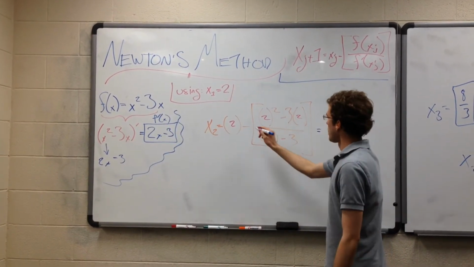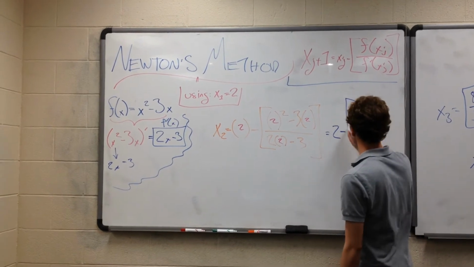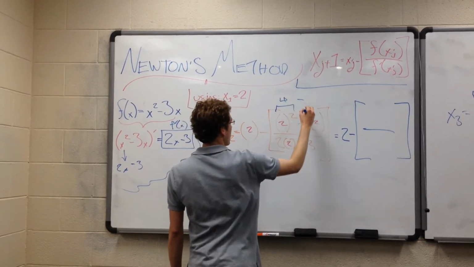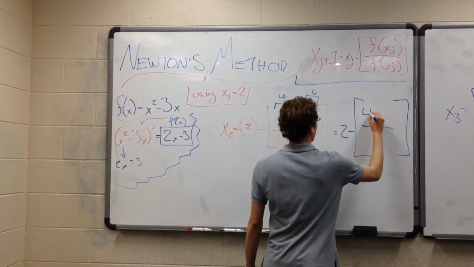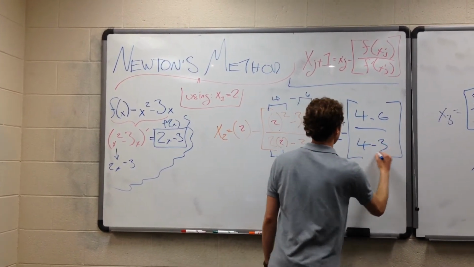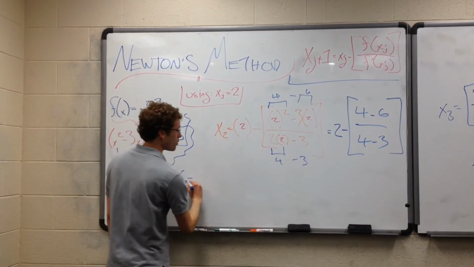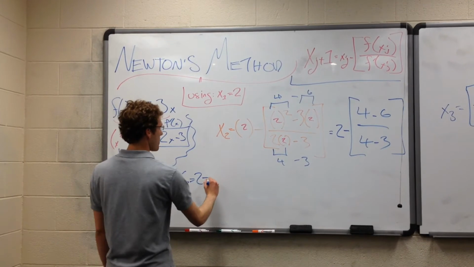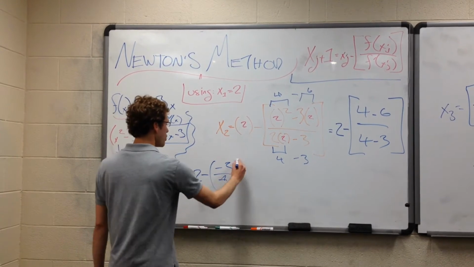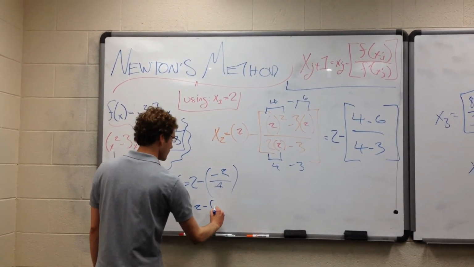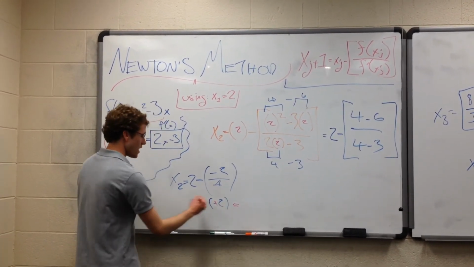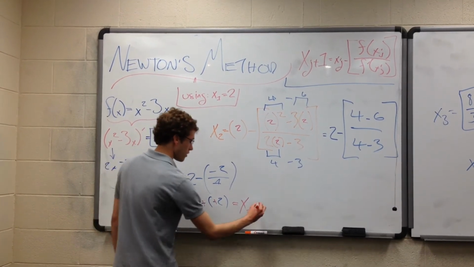All right, what does this equal? We have 2 minus all of this jazz here. So 2 minus 2 squared is just 4 minus 3 times 2, which is 6. So we have 4 minus 6 on the top. 2 times 2 is just 4 minus 3. So we have 4 minus 3 on the bottom. So x2 equals 2 minus 4 minus 6 is negative 2. 4 minus 3 is just 1. So 2 minus negative 2 over 1, or 2 minus negative 2. When we have a number minus a negative number, we can just change the sign. So all this is really x2 equals 2 plus 2, which is 4.